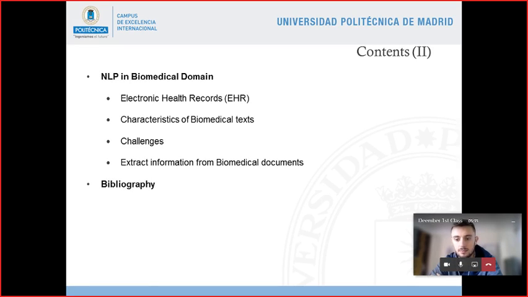The second part of this session is to apply NLP techniques in the biomedical domain. I will show you electronic health records. I give you some characteristics of biomedical text, some challenges, and also how to extract information from biomedical documents.